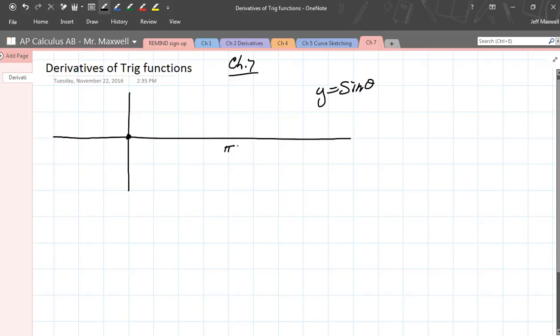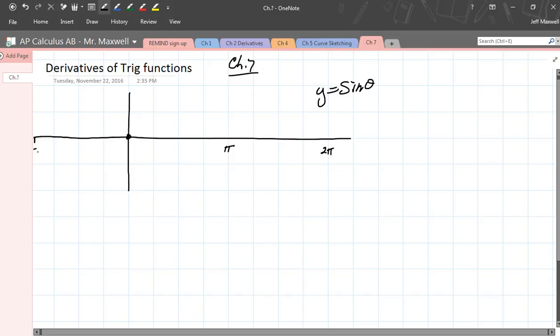Okay, so we're going to go pi here and 2 pi right here. In my graph paper I've counted 8 squares for this. Now let's go back into the negative direction as well. 1, 2, 3, right back to there. Negative pi. It's a bit tight, but okay, so we're going to sketch a period and a half of y equals sine theta.